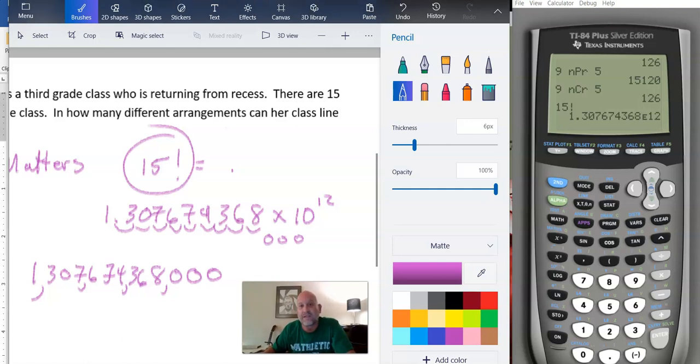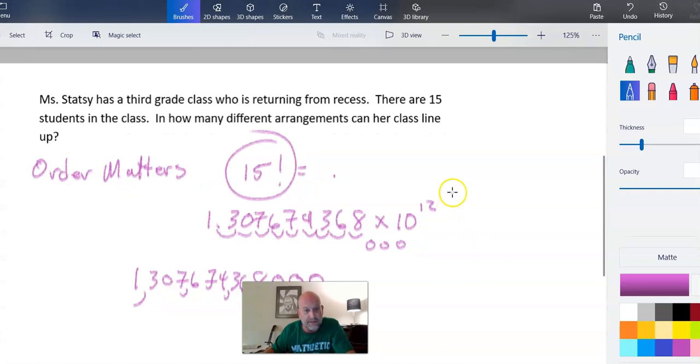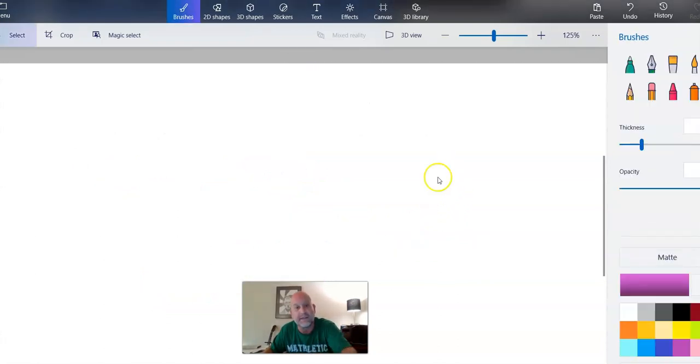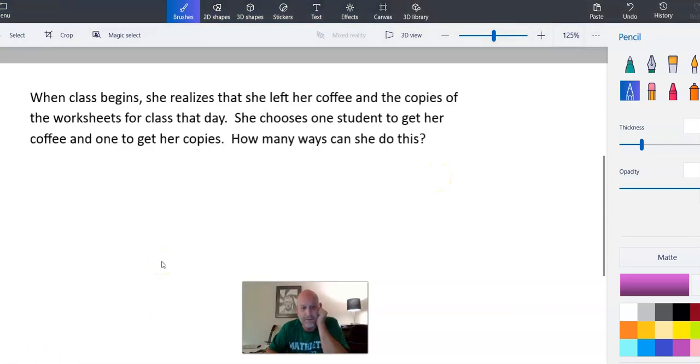Okay, so let's go ahead and look at the next example here and see what we got. So let's go ahead and clear this off. All right, so we're still working on Mrs. Statsy here. So when class begins, she realizes that she left her coffee and the copies of the worksheets for the class that day. She chooses one student to get her coffee and one to get her copies. How many ways can she do this?